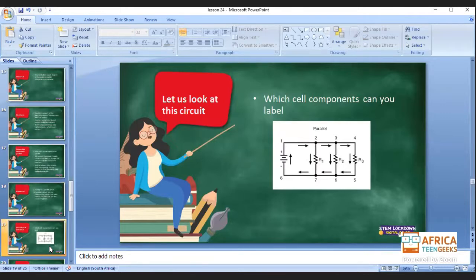And you can also see that we've got more than one pathway for current to flow through. If we open a switch anywhere there, it does not mean we won't have current flowing through to other parts of the circuit. Are we clear, Grade 9, on that one? Then I'm hoping everybody is still following.